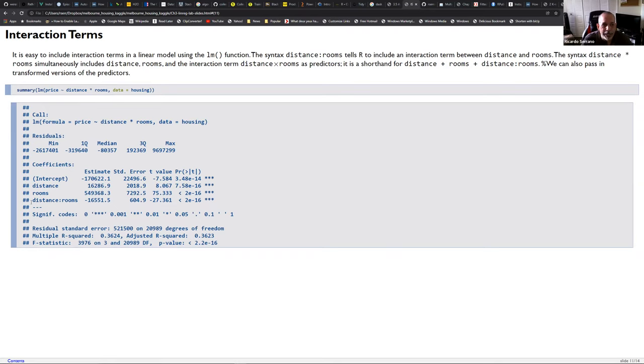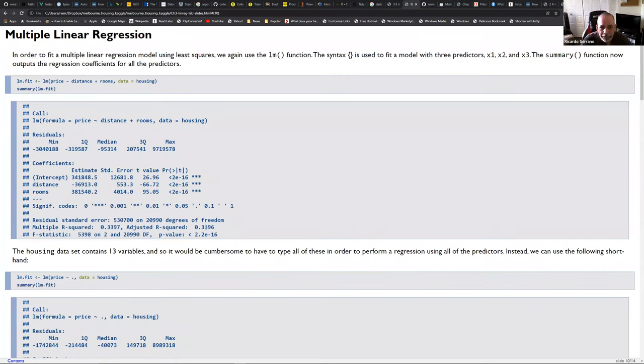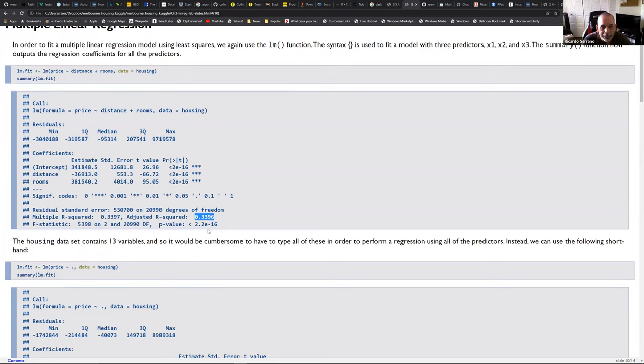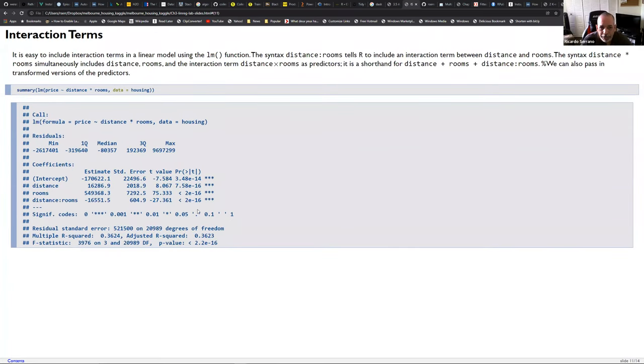And if you do this, then you'll get another feature, the feature of the distance and the rooms. Okay, and then you can check if it's statistically significant, and also you can check the change in R square and the variability. Let's check what happened. The R square for the model with the plus, with no interaction, was 0.3396, but then with interaction it went up a little bit to 0.3693. So the interaction is helping the model predict the response.